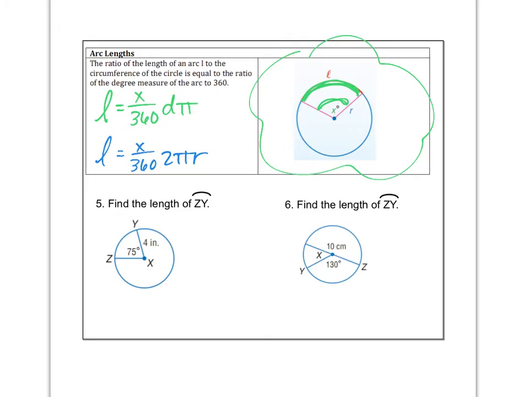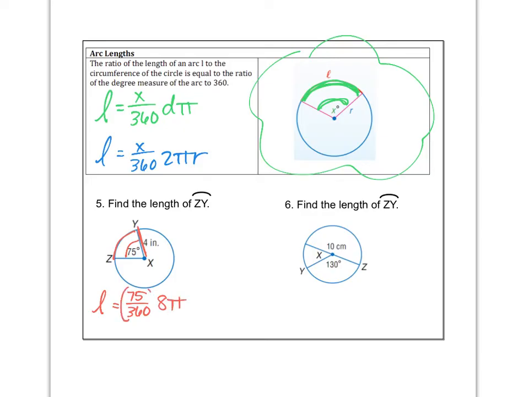Let's go ahead and try number 5. On number 5, we want to find the length of arc ZY. So here's the arc. I need the number of degrees of that arc, the measure, so that's going to be 75. So to find the length of that arc, I'm going to take 75 degrees out of 360. Now, the radius over here is 4, so the diameter will be 8. So we have 8 pi.